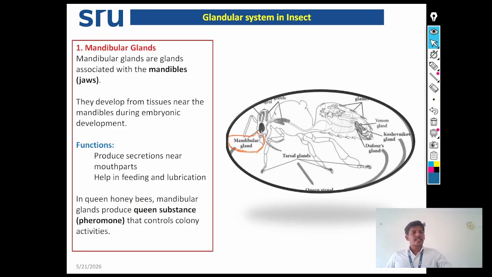Let's see in detail about mandibular glands. See in this image, this is the mandibular gland. Mandibular glands are glands that are associated with the mandibles, that is, the primary jaws. They develop from the tissues which are nearer to the mandibles during the embryonic development.